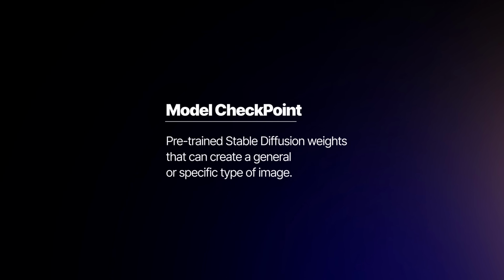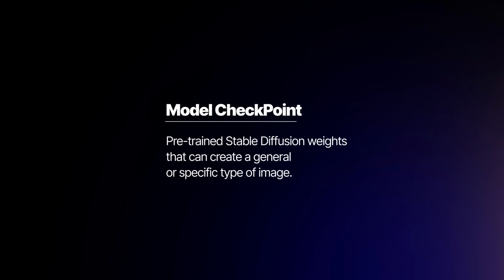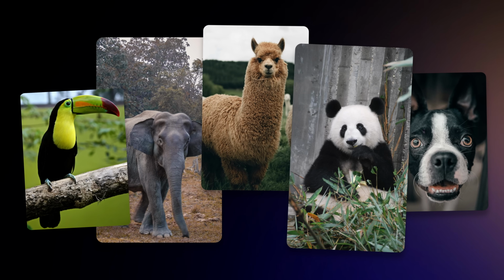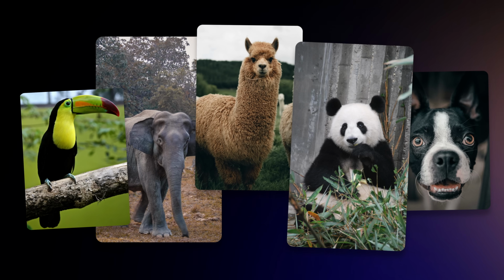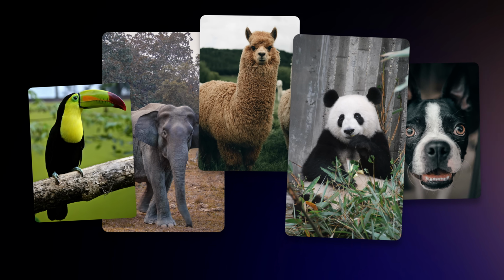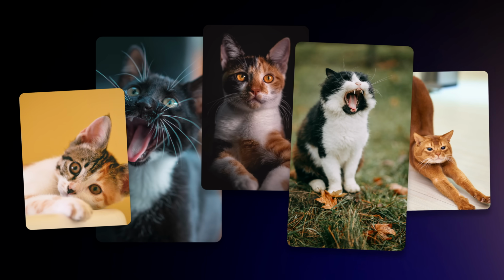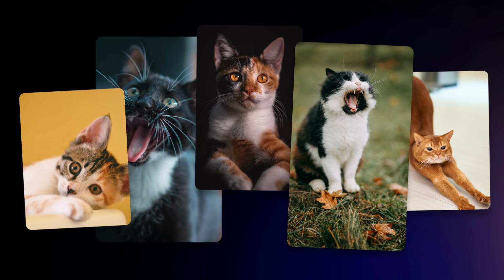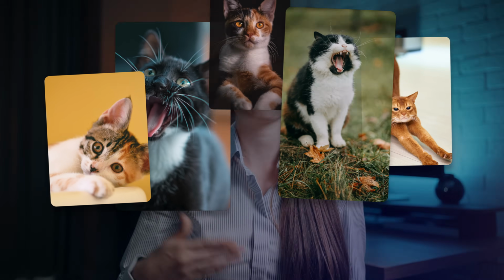We have a lot of types of models. I will cover just checkpoint models, which are the most popular and the one you really need. Others are optional. Model checkpoint files are pre-trained Stable Diffusion weights that can create a general or specific type of image. The images a model can create are based on the data it was trained on. For example, a model will not be able to create a cat image if there are no cats in the training data. Similarly, if you only train a model with cat images, it will only create cats. These files are heavy, usually between 2 and 7 GB.